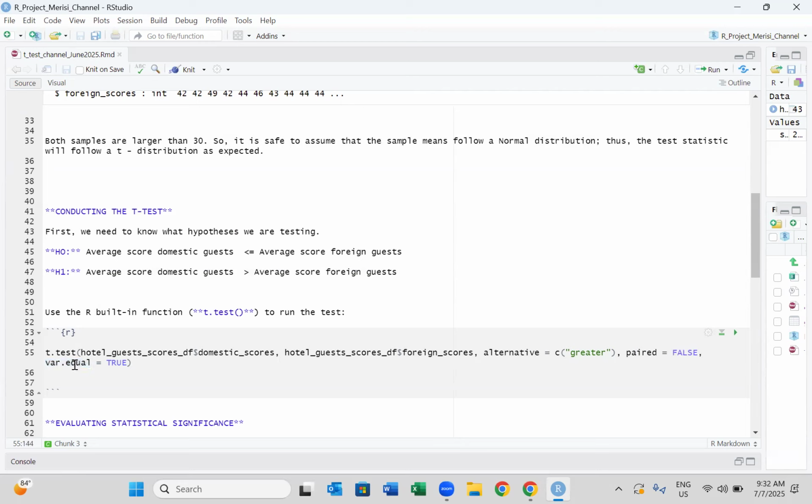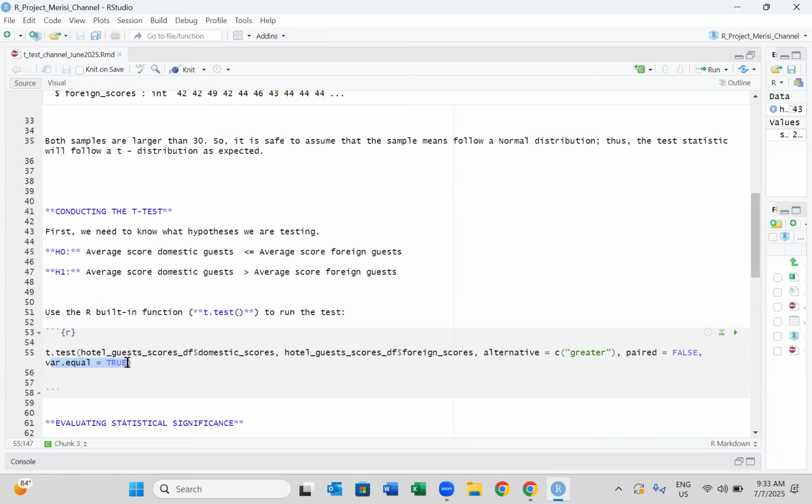So that's why I'm using bar equals true. Again, discussing that test to compare variances is beyond the scope of this video, but it could be a different video. But yeah, I want you to know that I'm selecting this option because I ran that test.